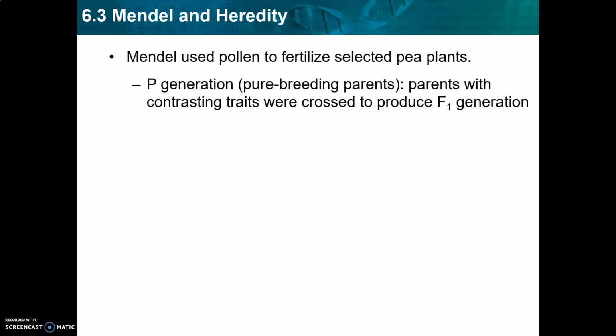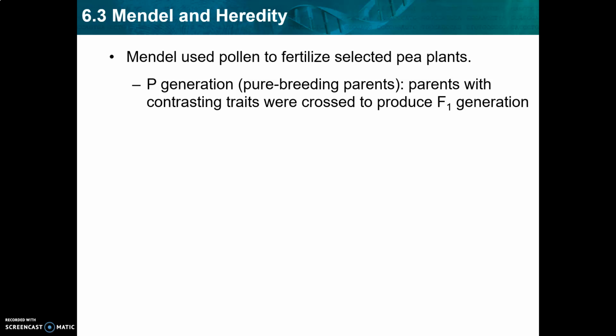What he did was he used pollen from specific plants to fertilize other plants, and the way that he chose those two parent plants is that he always went for the purebred version of the plant. So I'll be using flower color as an example here.